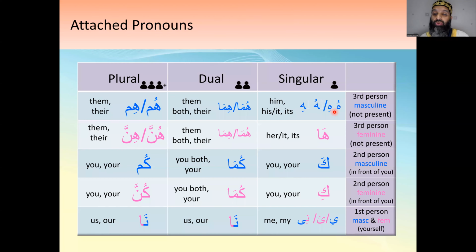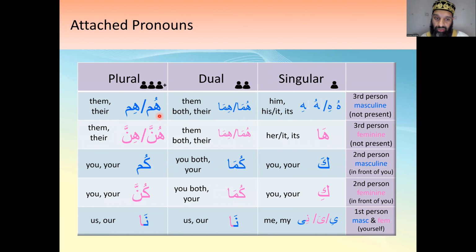So masjiduhu, his masjid. Masjiduha, her masjid. Masjiduka, your masjid. Masjiduki, your masjid, feminine. Masjidi, my masjid. So it's just endings, and these endings come everywhere. So you have to learn these endings, right?